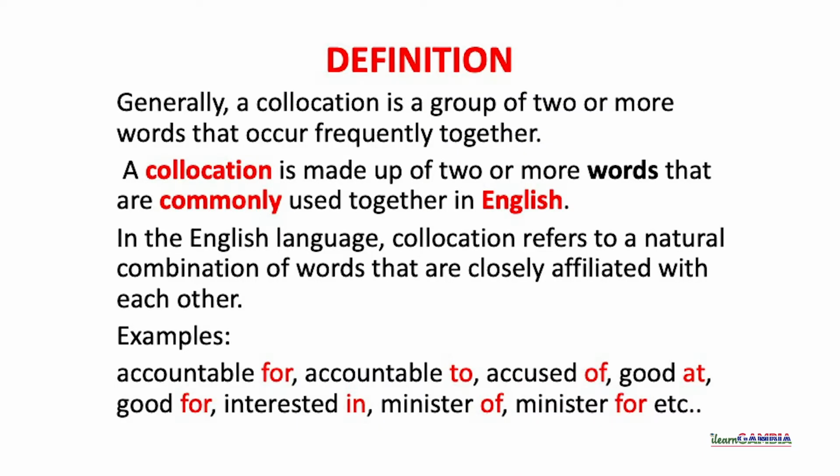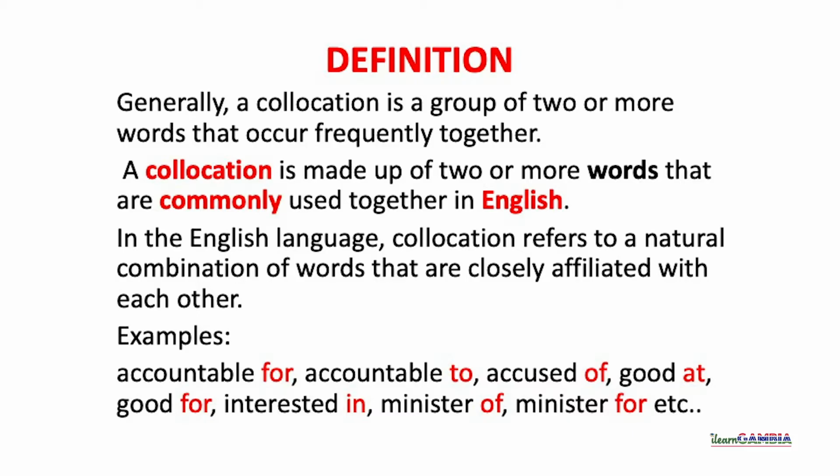Generally, a collocation is a group of two or more words that occur frequently together. A collocation is made up of two or more words that are commonly used together in English. The two words that collocate must be frequently used in English. In the English language, collocation refers to the natural combination of words that are closely affiliated with each other. In fact, "each other" would be a good example of collocation. You have "each" and you also have "other". They collocate because they go together quite frequently.